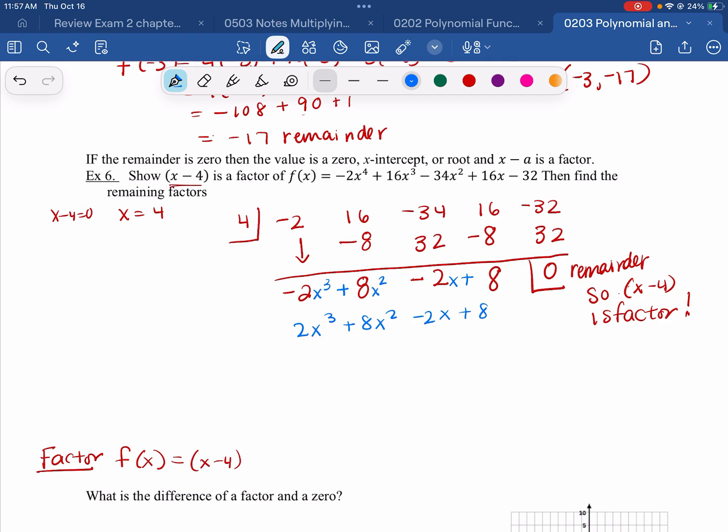Do they all have something in common? Not an x, because the 8 doesn't have an x, but they all have a 2 in common. I'm going to take the 2 out. I'm left with x cubed plus 4x squared minus x plus 4. I lost a negative somewhere. Oh, then let's take negative 2 out.